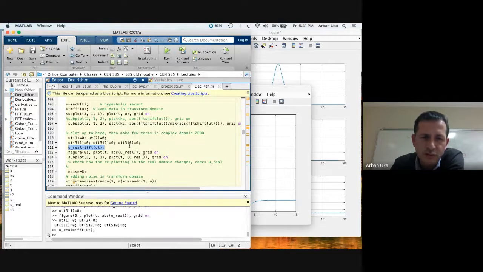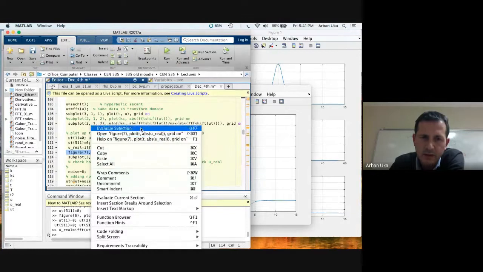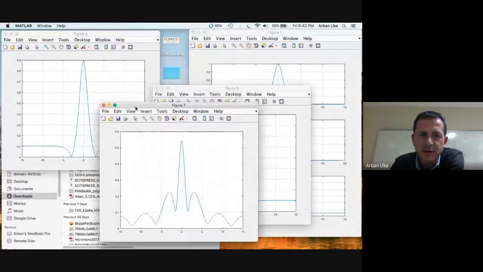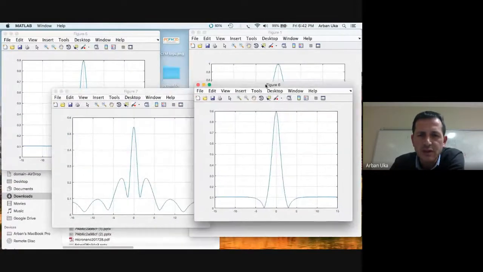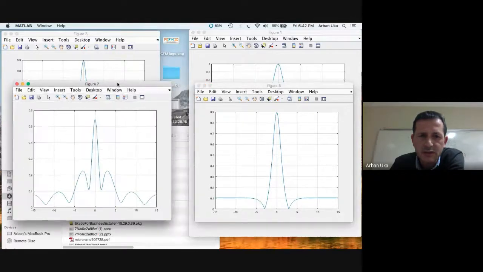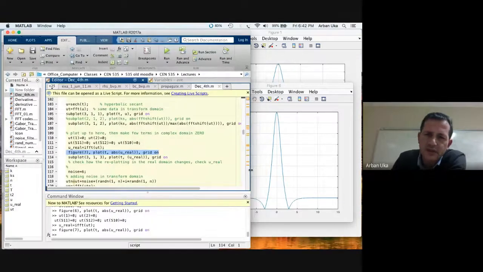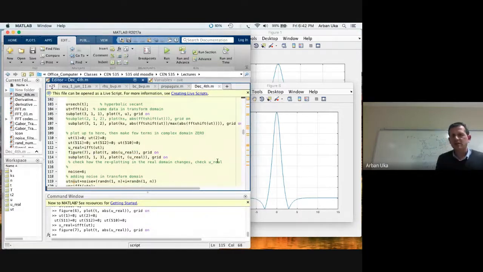Now we take the inverse Fourier transform of the modified Fourier domain, and let's plot this as figure 7. And here we see a much different function. It looks like we're changing this quite a lot, considerably. The major reason is that we are changing the signal in the center, which means we're changing the signal in the low frequency terms.